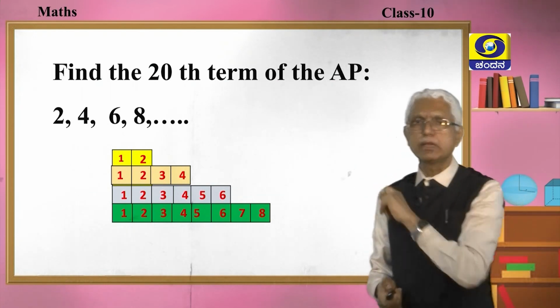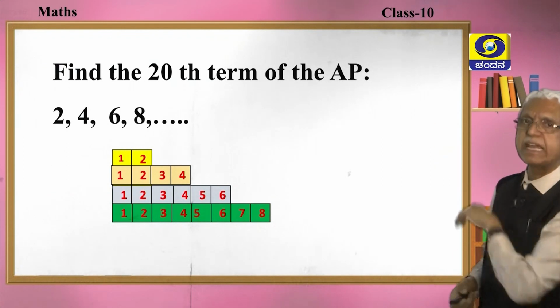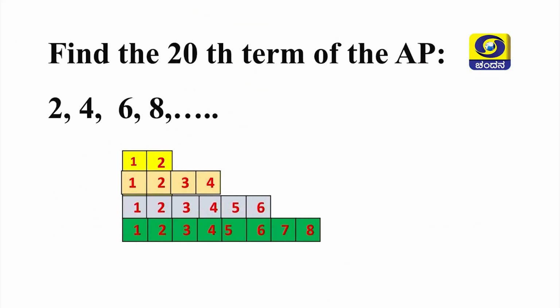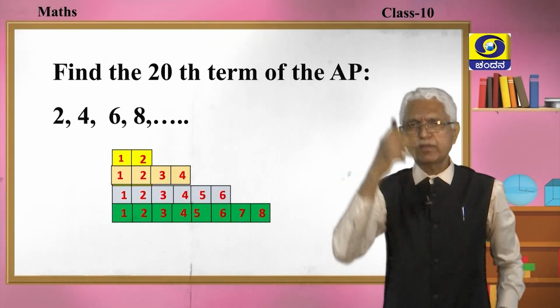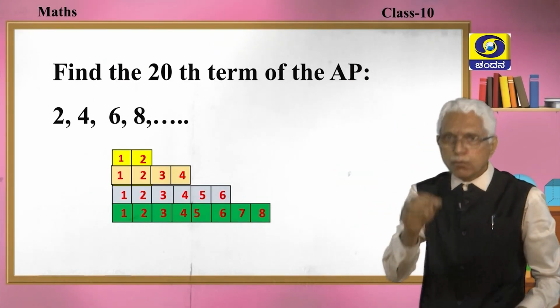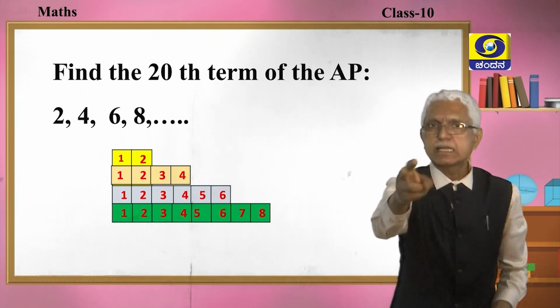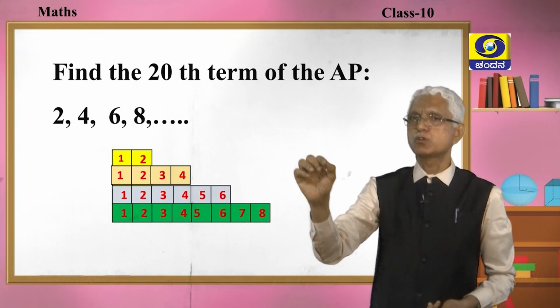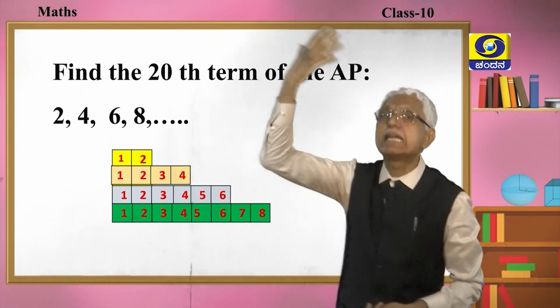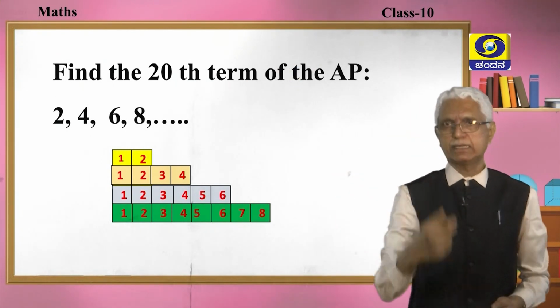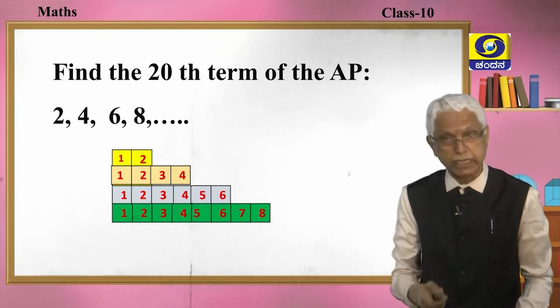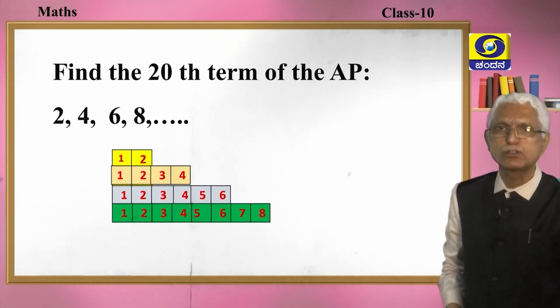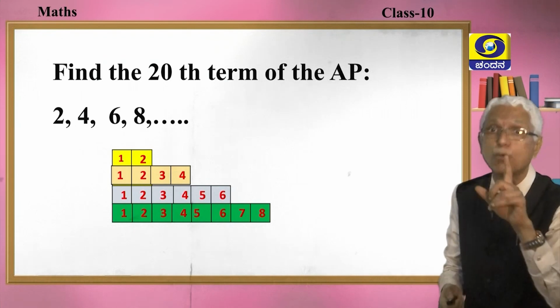Here, I have given you an AP: 2, 4, 6, 8. I have written 4 terms. I want you to find out the 20th term. Will you go on adding? What is the common difference? 2, correct? 8 plus 2, 10. 10 plus 2, 12. Will you go on adding and tell me at the end of the day, sir, the 20th term is this? I don't think we will do it, and no mathematician would like to do that, right? We will see what to do then, right?